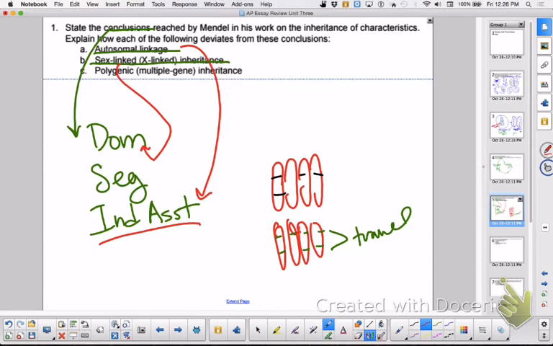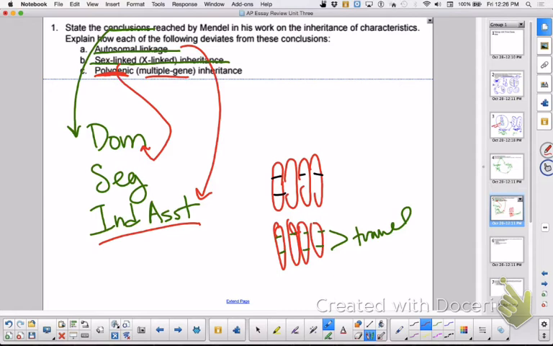Okay. And if you look at sex-linked, we're still segregating. You're still only getting one or the other. And independent assortment, we're not really talking about that because we're just talking about the genes that are on the X chromosome. All right? Polygenic, multiple gene inheritance. Okay? What one is that talking about? What one would you say?